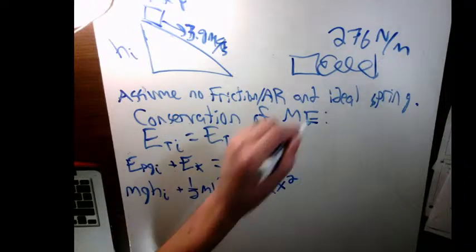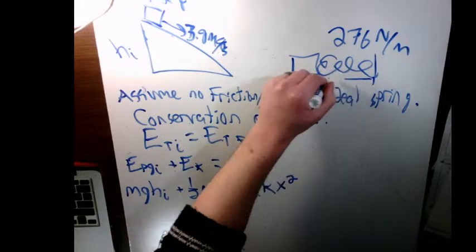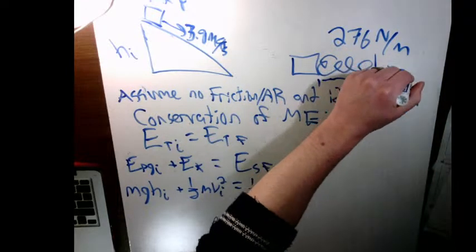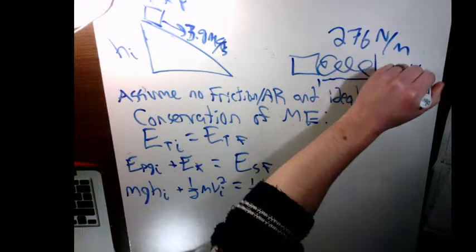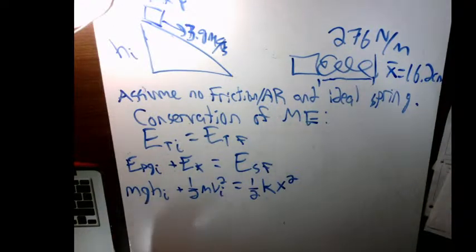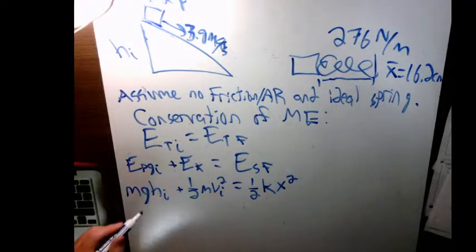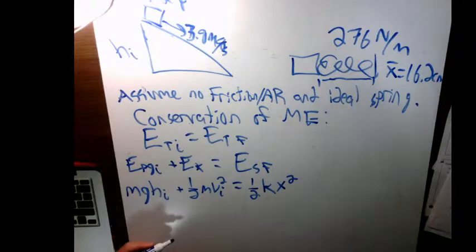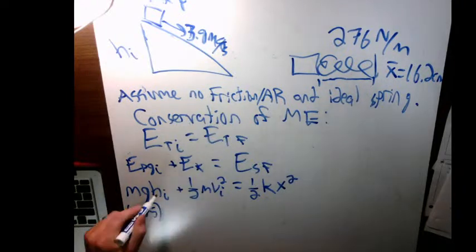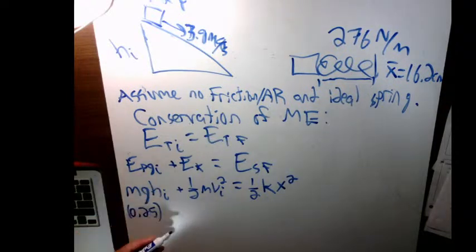Oh, it does give us a compression. Our compression is 16.2 centimeters. Otherwise, we wouldn't be able to solve it. Okay. So we can put all of our values in. Mass is 0.25. We could just isolate HI and do it all in one step.